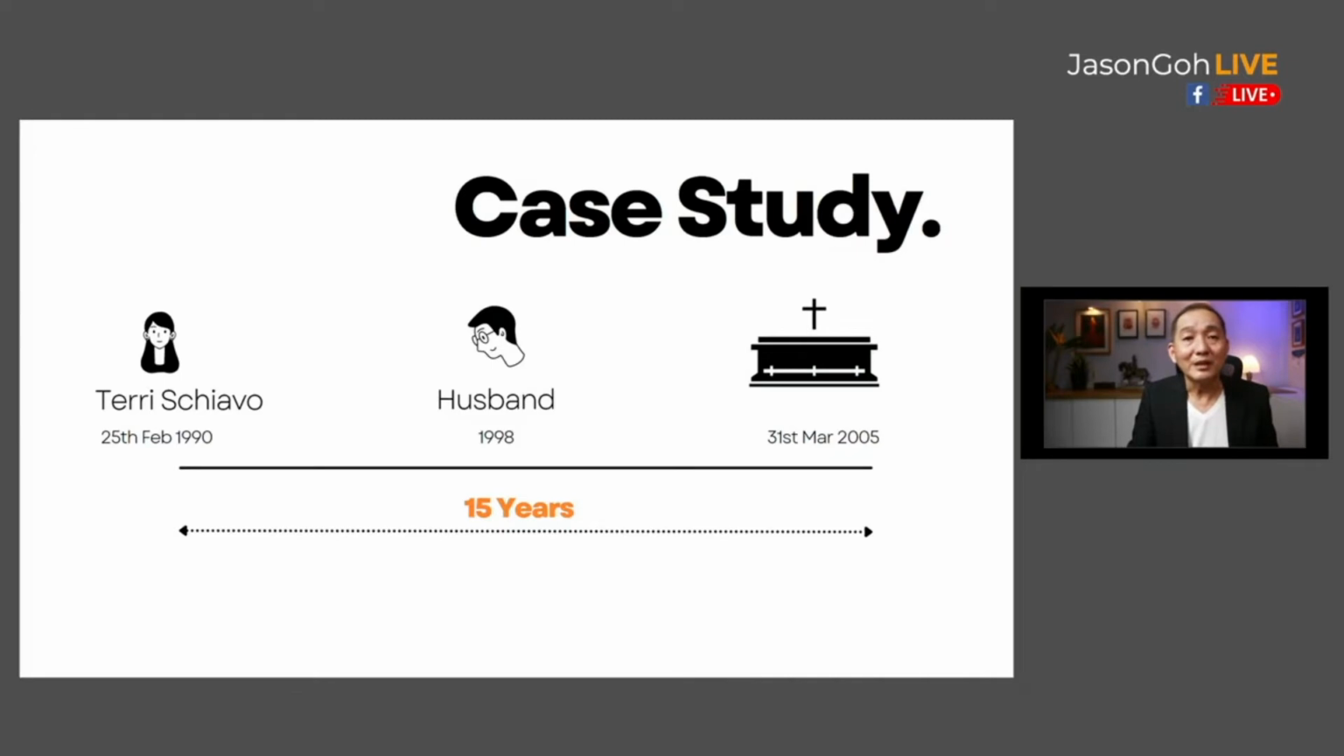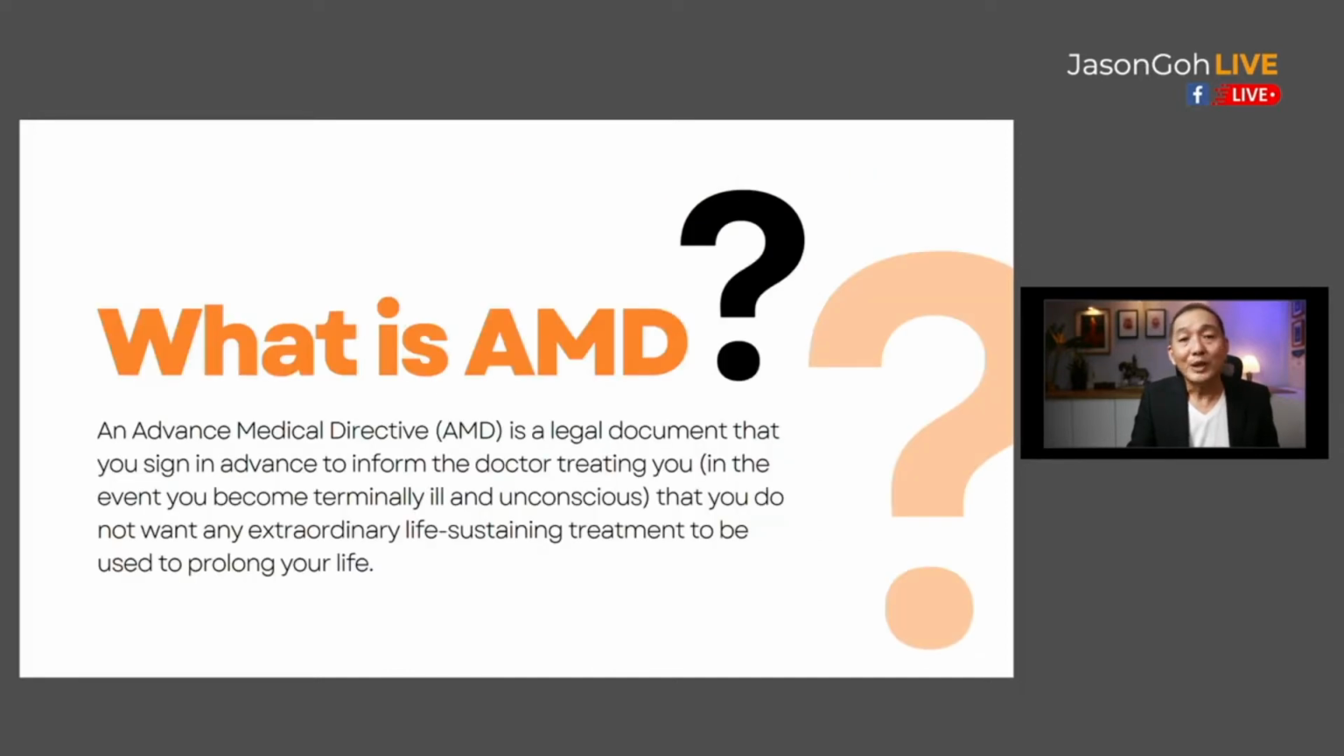So basically, how can this advanced medical directive help? Let me go into what an AMD is again. An AMD is a legal document that you sign in advance to inform the doctor treating you that, in the event that you become terminally ill and unconscious, you do not want any extraordinary life-sustaining treatment to be used to prolong your life. In fact, making an AMD is a voluntary decision. It's entirely up to you whether you wish to make one. In fact, it's a criminal offense for anyone to force you to make one against your will.